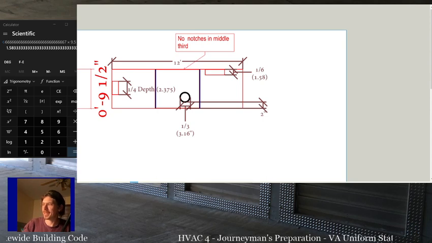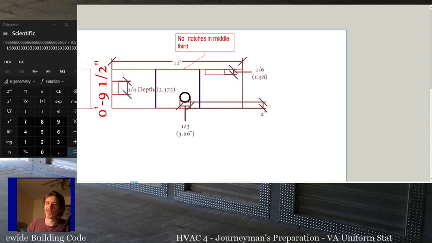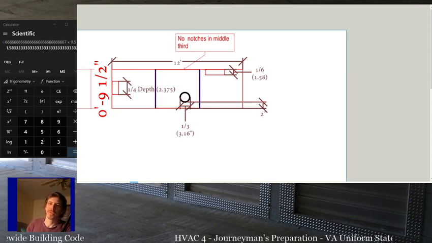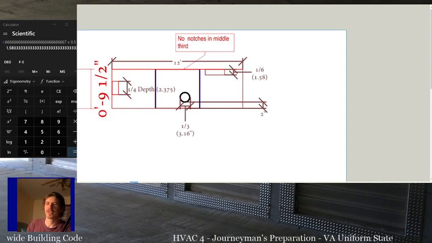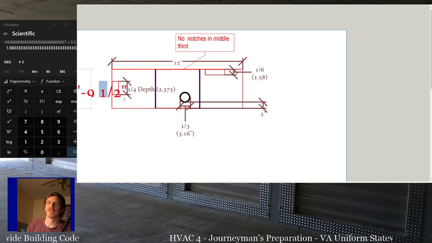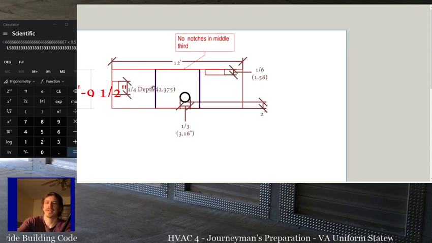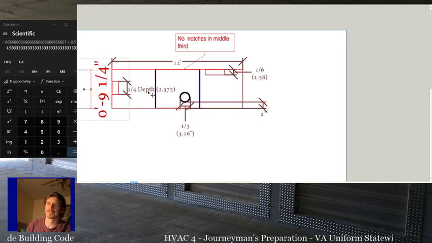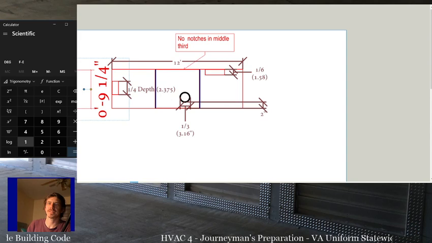Someone just texted me, a 2x10 is 9 1/4. So, you know what? For the hell of it, let's fix all our measurements. I knew I should have looked it up. It's different for everything, right? So, 2x10 is actually 9 1/4. So, let's do all our math again. It'll be good practice, right?